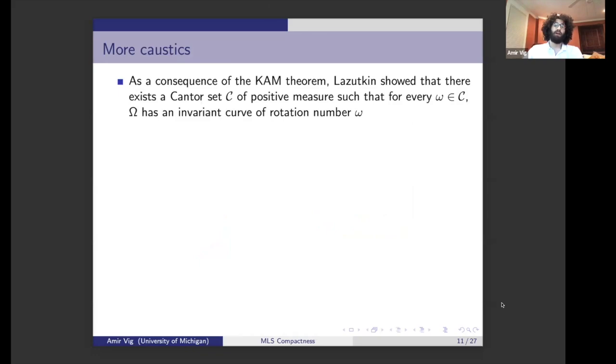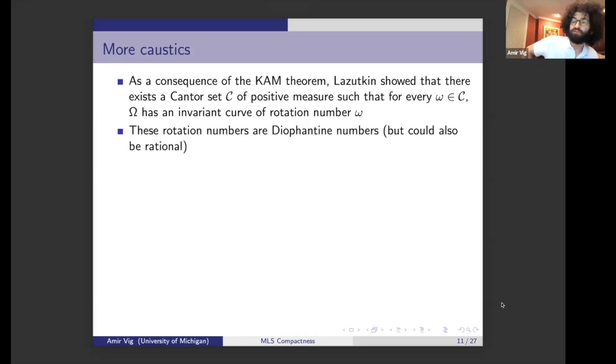So more on caustics. As a consequence of the KAM theorem, there's a bunch of caustics. Lazutkin showed that there exists a Cantor set of positive measure such that for every rotation number in that Cantor set, the billiard table has an invariant curve of that rotation number. So it's really a lot of caustics. Oftentimes, these are irrational caustics, so they don't correspond to periodic orbits. And as usual from the proof of the KAM theorem, these rotation numbers satisfy some Diophantine property. The Diophantine condition is what gives us the structure of a Cantor set. It is possible that you can have rational caustics, like for the ellipse.